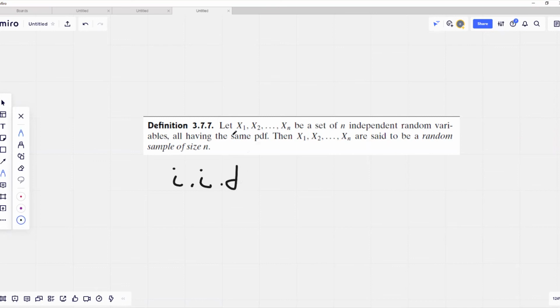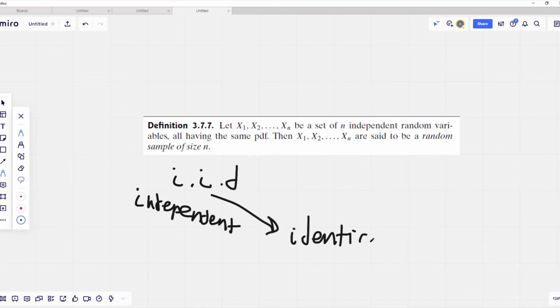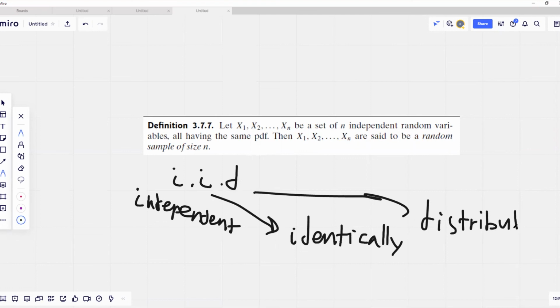So we call these random variables IID, where the first I stands for independent, the second I stands for identically, and D stands for distributed. So they are independent and identically distributed, since they follow the same PDF. This concludes our section on joint densities.